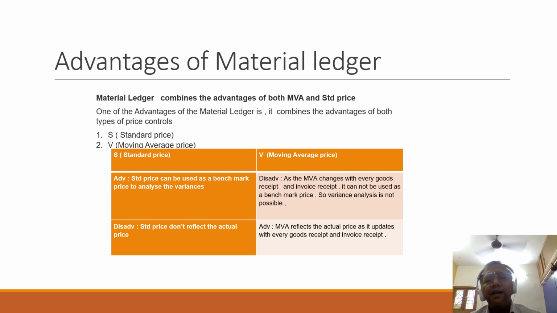So a standard price can be used as a benchmark price to analyze the variances. If you see the advantages, both advantages are there: it reflects the average prices and the actual prices, reflecting every goods receipt and invoice receipt.